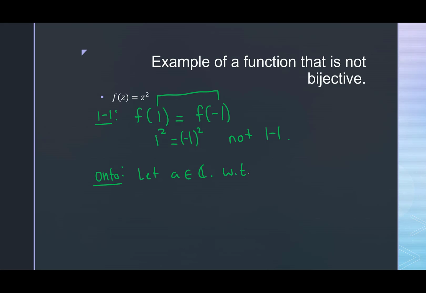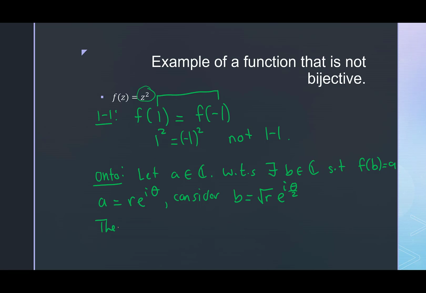We want to show there exists a b in C such that f of b is equal to a. So again, we're going to write a as r e to the i theta. Let's consider b equal to the square root of r e to the i theta over 2. Hopefully you recognize why it's the square root of r and theta over 2. It's because we have z squared here. We're going to square this eventually.